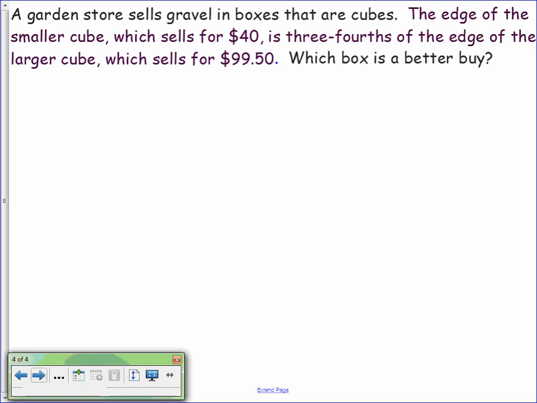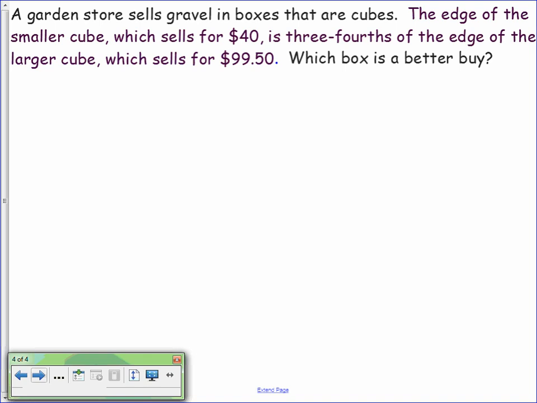All right, last one. A garden store sells gravel in boxes that are cubes. The edge of the smaller cube, which sells for $40, is 3/4 of the edge of the larger cube, which sells for $99.50. Which box is a better buy?